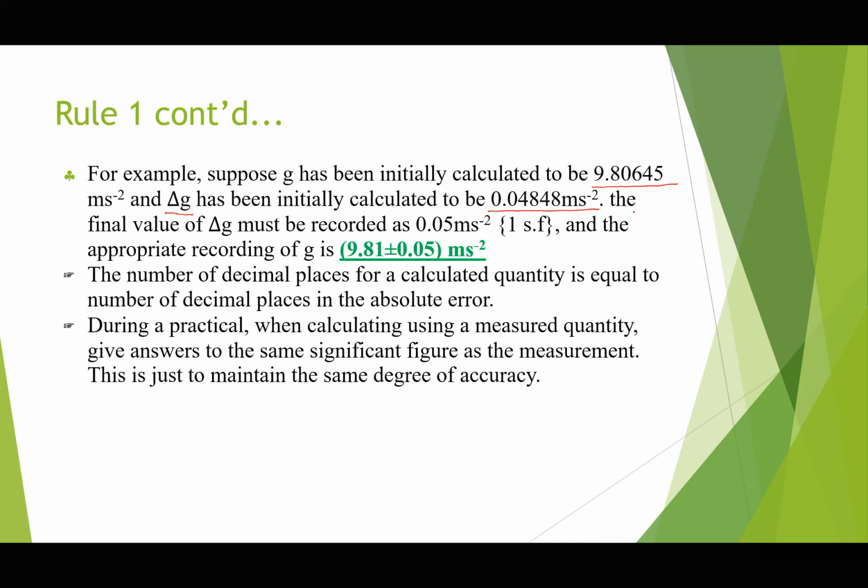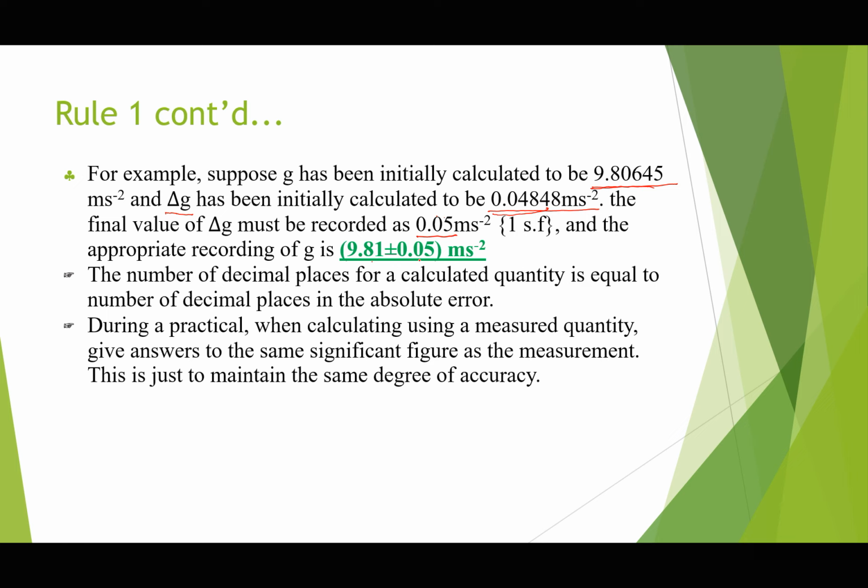First of all, the rule says the absolute uncertainties are good enough to one significant figure. When I round off this to one significant figure, this becomes 0.05 because this is 8 and this is 4. So I add a 1 to 4 and it makes it 0.05. And you will notice that this is now 2 decimal places. That means my true value should also be recorded to 2 decimal places. That's why you see what was 9.80645 has now been written as 9.81 plus or minus 0.05 meters per second squared.